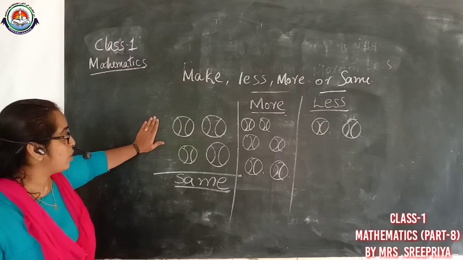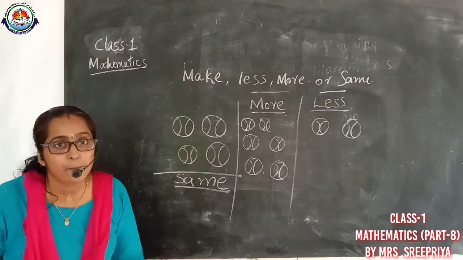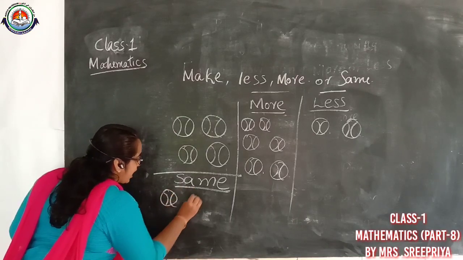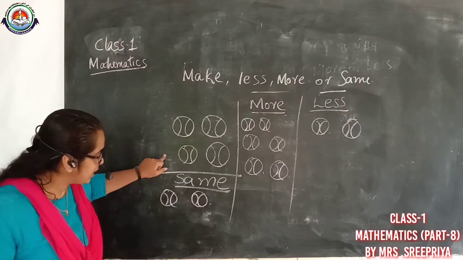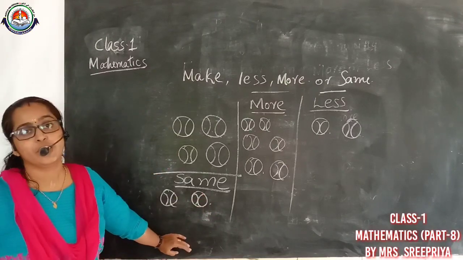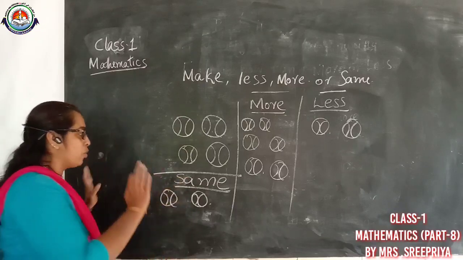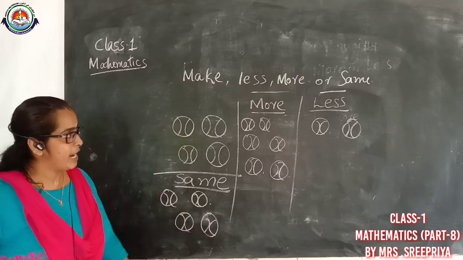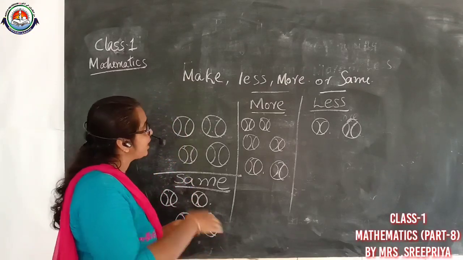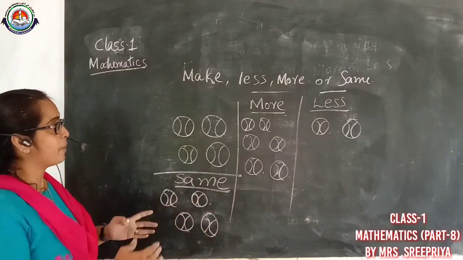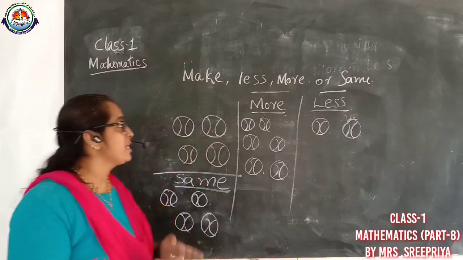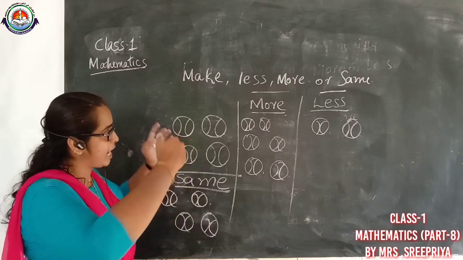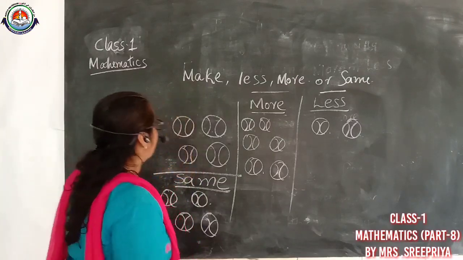We need to make the balls same. How we can make it same? Yes, we need to draw as same as the same. A same number of balls we need to draw. Here 4 are there. So we need to draw 4 balls there. Same. Understand? So how we can make a thing more means we need to draw more. Less means we need to draw less number of things. Same means the same number what we have, that same number we need to draw. Understood? Okay.